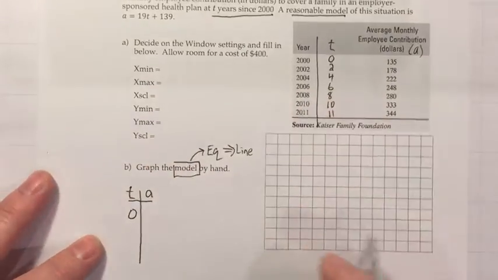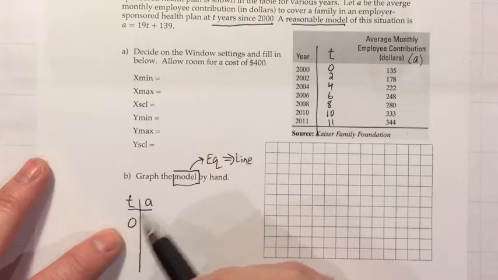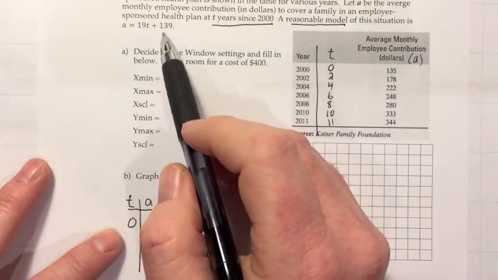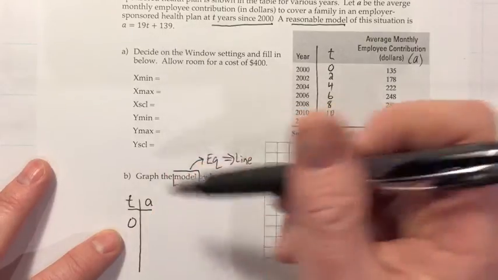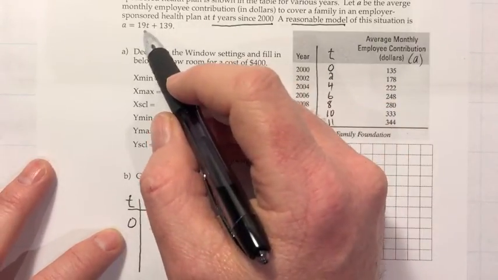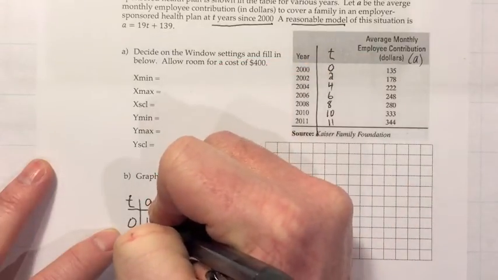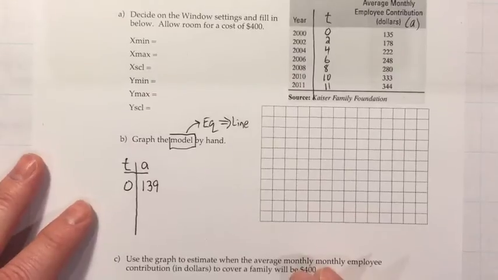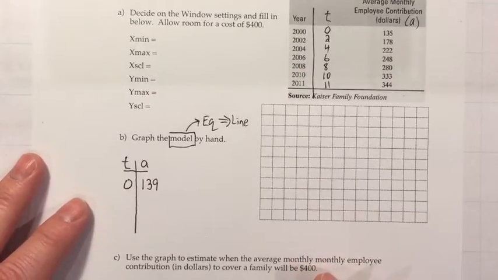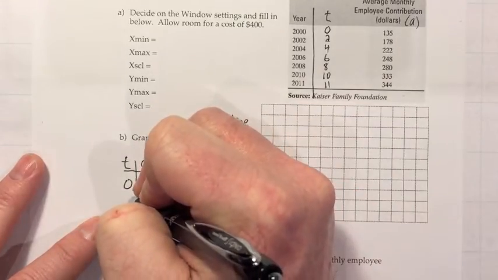Okay, so if I plug that in, what should I get? Well, when you plug in 0, you're getting the y-intercept, and that should be, based on what we learned in previous sections, this number right here. So let's plug in a 0 for t. 19 times 0 is 0, plus 139 is 139. So we could plot that, and then if we get at least one other one, we could draw the line in. It's good to have some extras. Let's throw something in like 5.